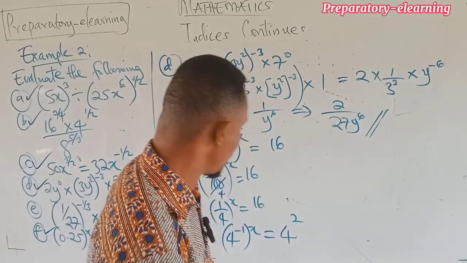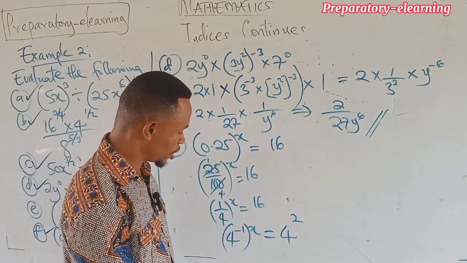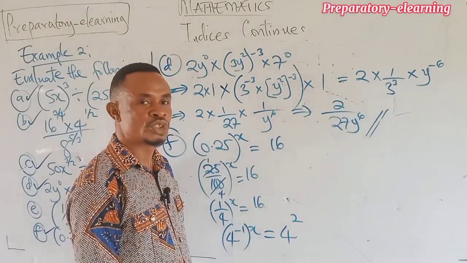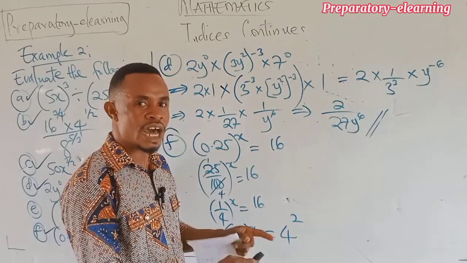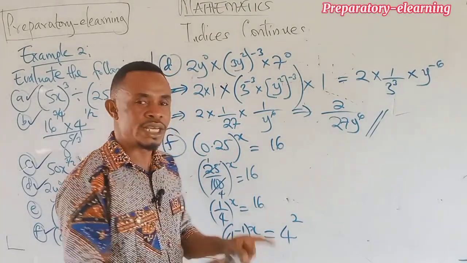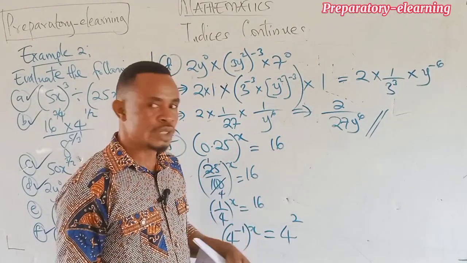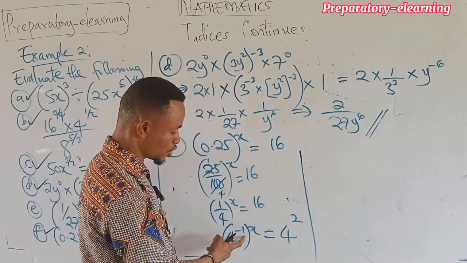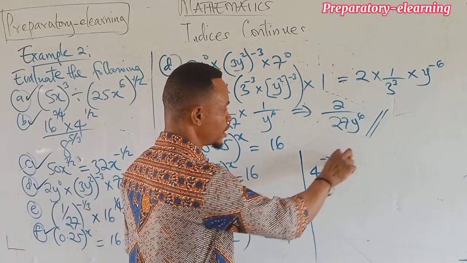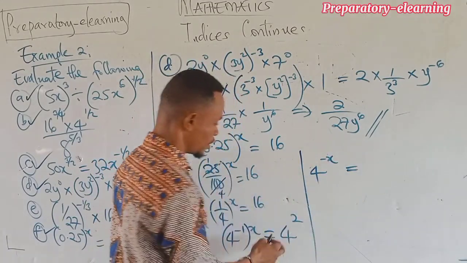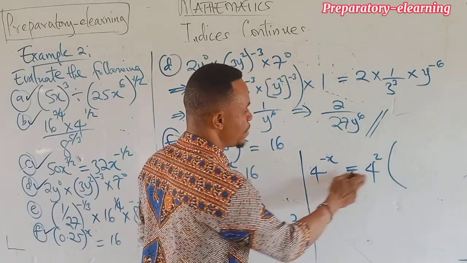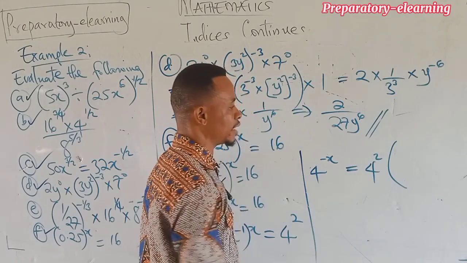The whole essence of exponential function is to make the base to be the same. So try to simplify and reduce either the base to be the same or the index to be the same. So let us proceed. Let's finish up this one. Minus 1 times x, you have 4 power minus x equals to 4 power 2.